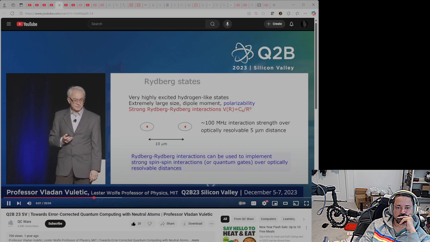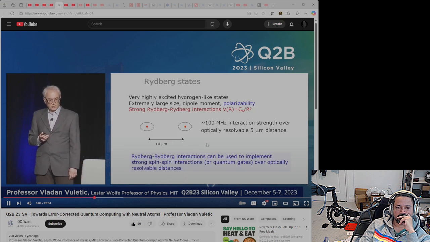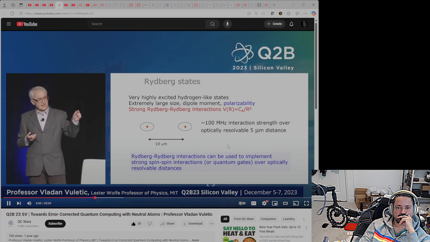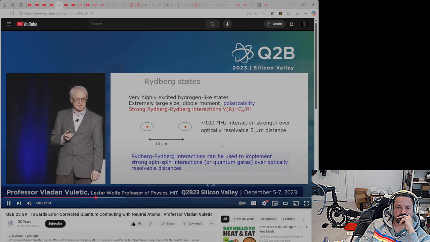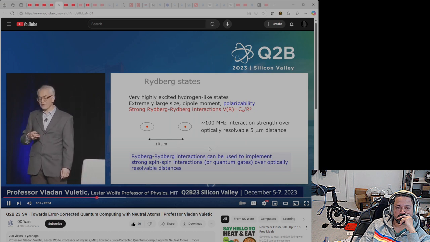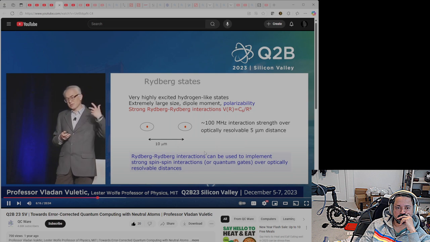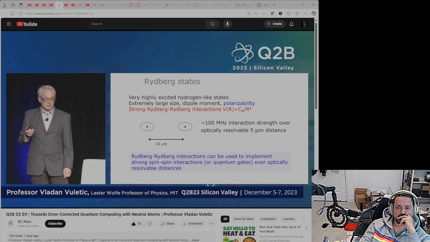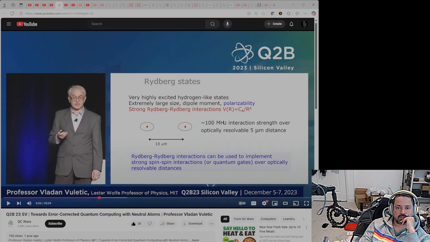So the idea is that at about 10 micrometers, this is the typical scale. The smallest scales we go to is about 3 micrometers. You have, depending on the level, on the order of 100 megahertz interaction strength. And that also translates into speed of operation in principle. And these interactions can be used to implement quantum gates over optically resolvable distances. So 100 megahertz interaction strength at a resolvable 5 micron distance can be used to implement strong spin-spin interactions.